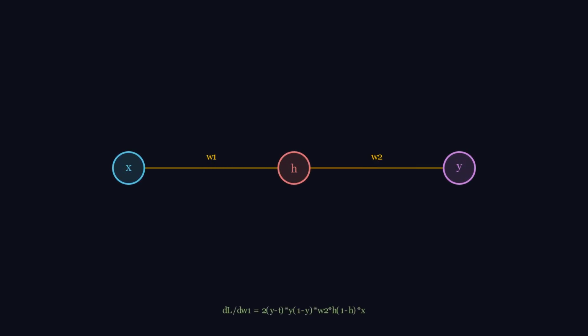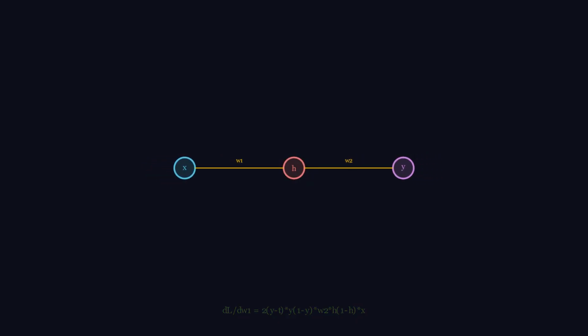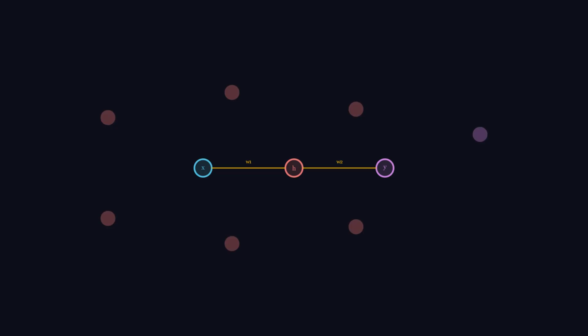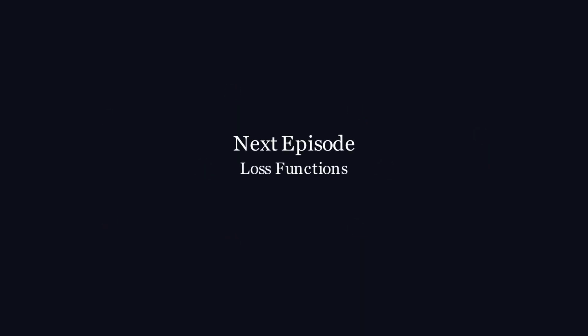From one weight's gradient derived by hand to 1 million, that is backpropagation. But one question is still open. Squared error is the simplest loss function, and we chose it because it was intuitive. There are many others, and the choice shapes what a network actually learns. Next episode: loss functions.